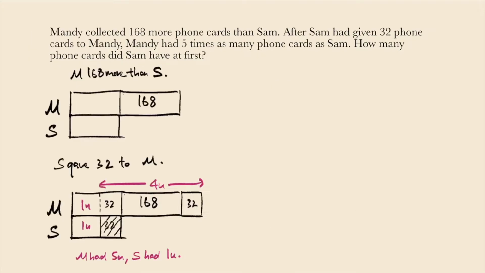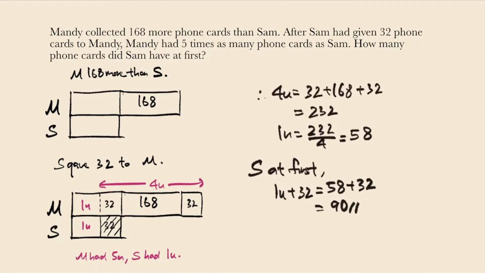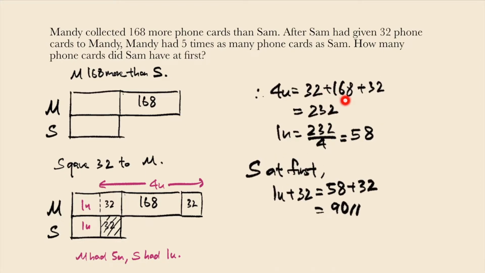Mandy collected 168 more than Sam, so 168 more than Sam. Sam had given 32 to Mandy, so 32 given away, shown here. And then the end result is 5 times of Sam. Okay, so 1 unit, and 4 units here. So we can form an equation with this. 4U is therefore 32 plus 168 plus 32, giving us 232, 1 unit divided by 4, that's 58. Sam at first would be 1U plus 32, giving us 90.